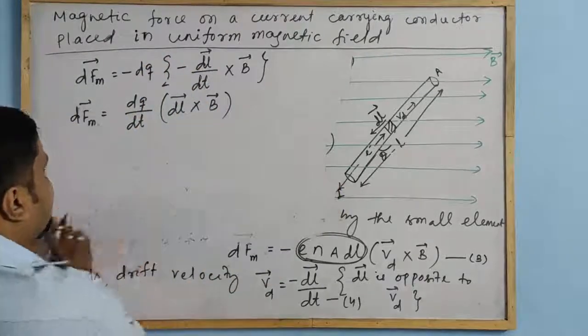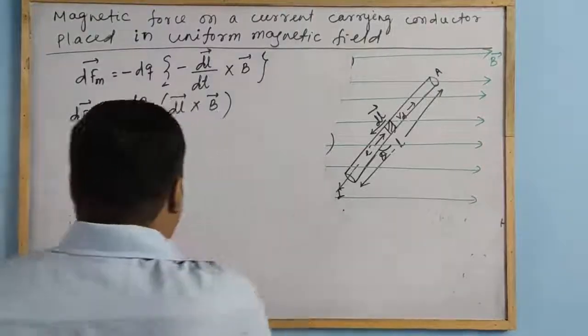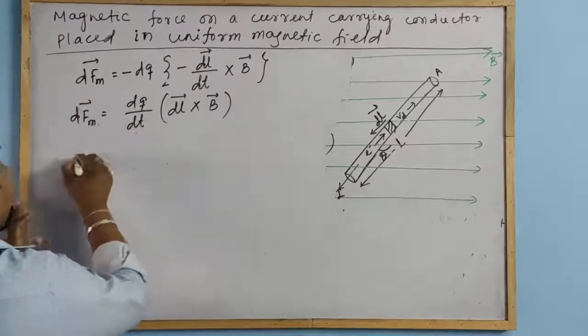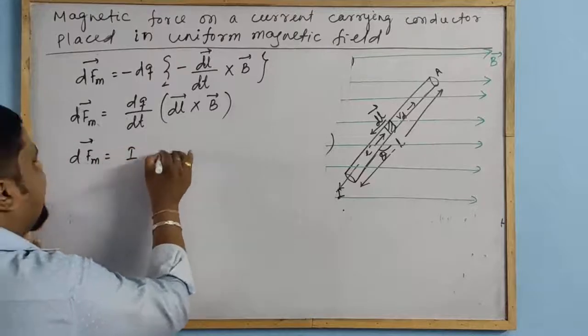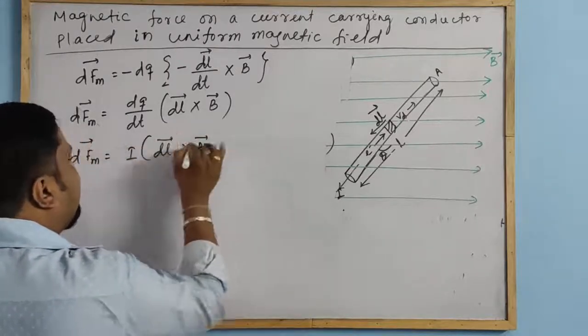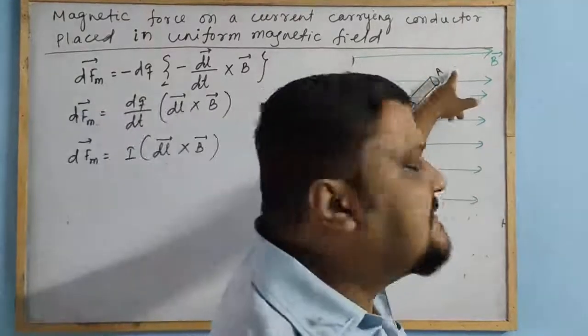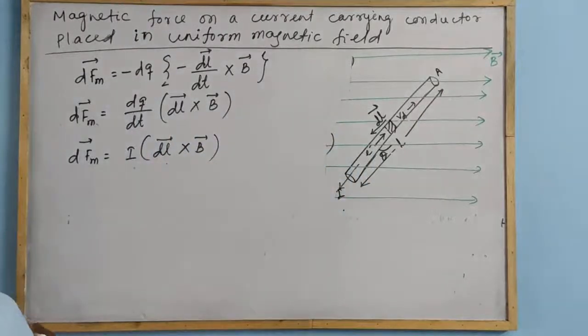Now what is dq by dt? Rate of change of charge, dq by dt is I. So dFm is equal to I dl cross B. This is the magnetic force on the small element dl. But the conductor consists of a total length L. So the net force on this conductor.